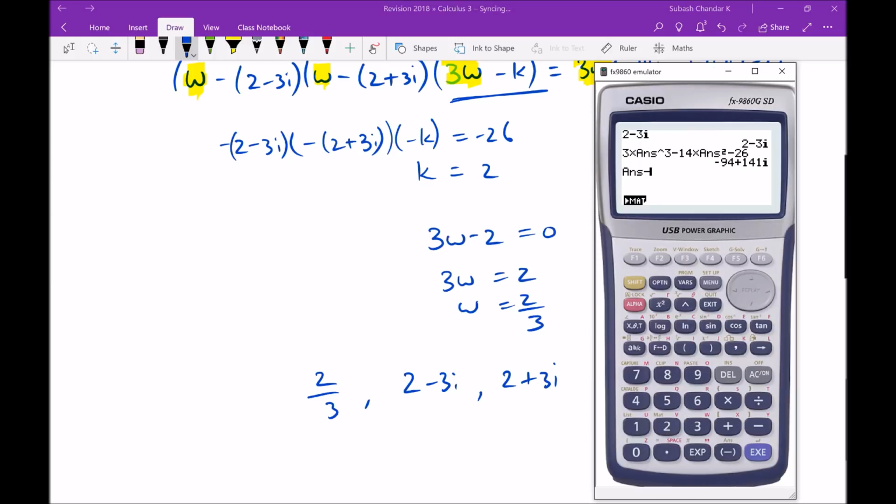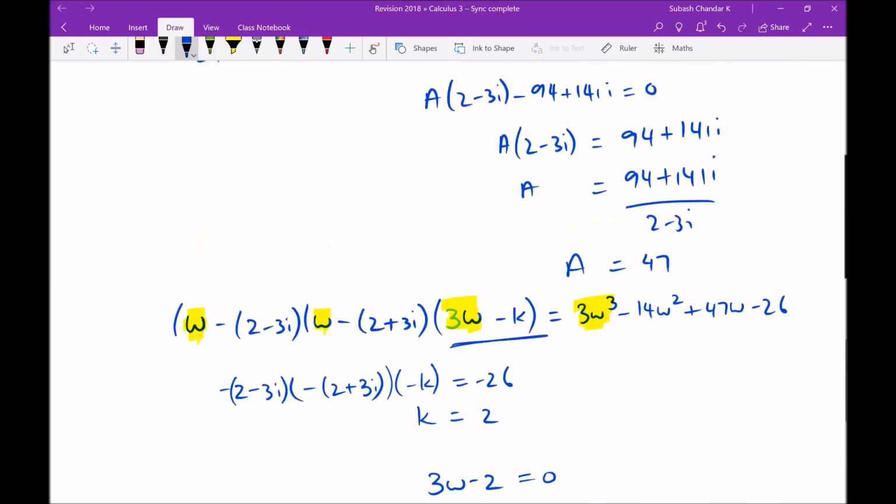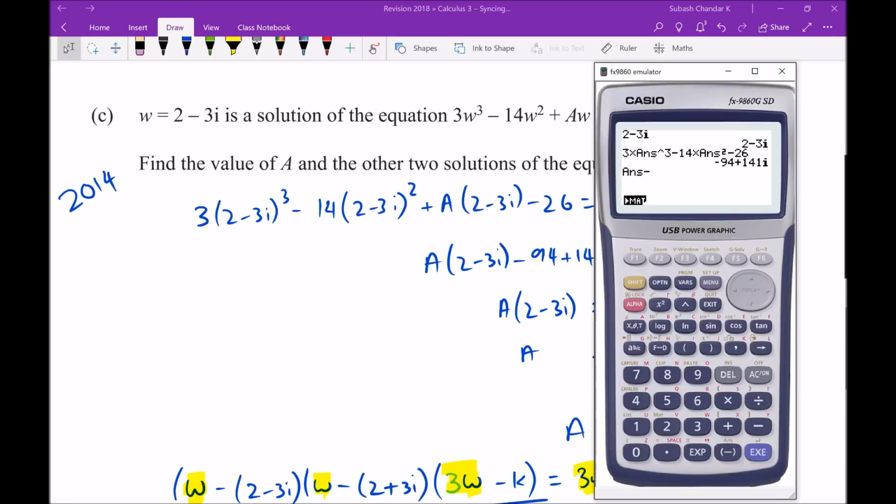Now to prove this, I'm going to go into my calculator function again. And I'm going to show you guys that that's what my three answers are. So go into menu. Go into equation, polynomial degree 3, and I've got 3, minus 14, 47, and minus 26. And again, you can see that 0.667, which is 2/3, is one of those solutions. Sorry, I forgot. Every time I restart my calculator, I've got to set it to complex mode. But I think if you have a graphics calculator set in that mode, then you should get all three answers.